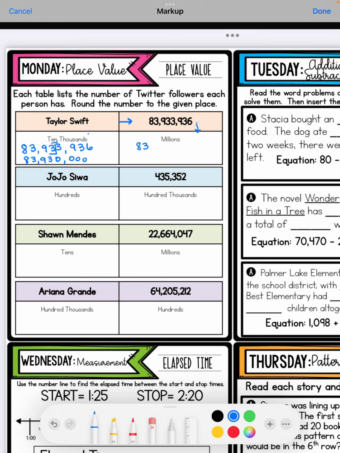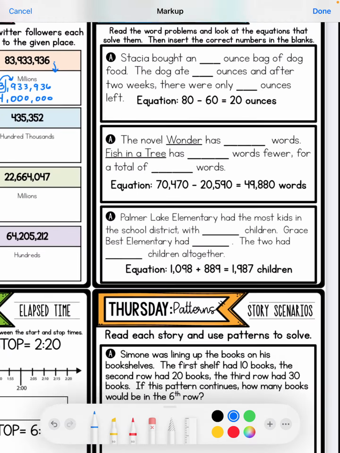I'm going to choose to rewrite it. Underline the number in the millions, check next door. This time my 9 is going to make it round up. You should be able to do the Jojo Siwa, Shawn Mendes, and Ariana Grande ones.